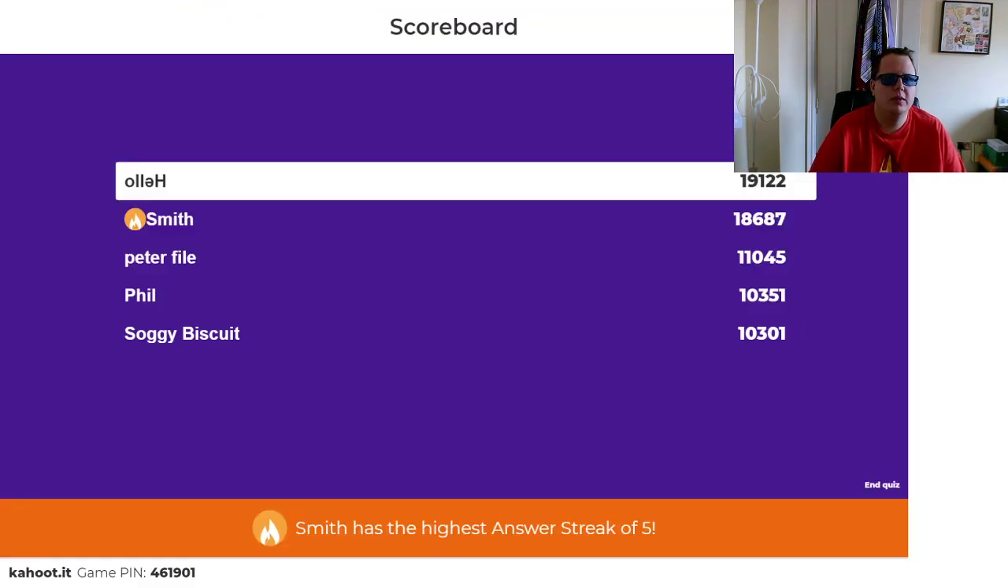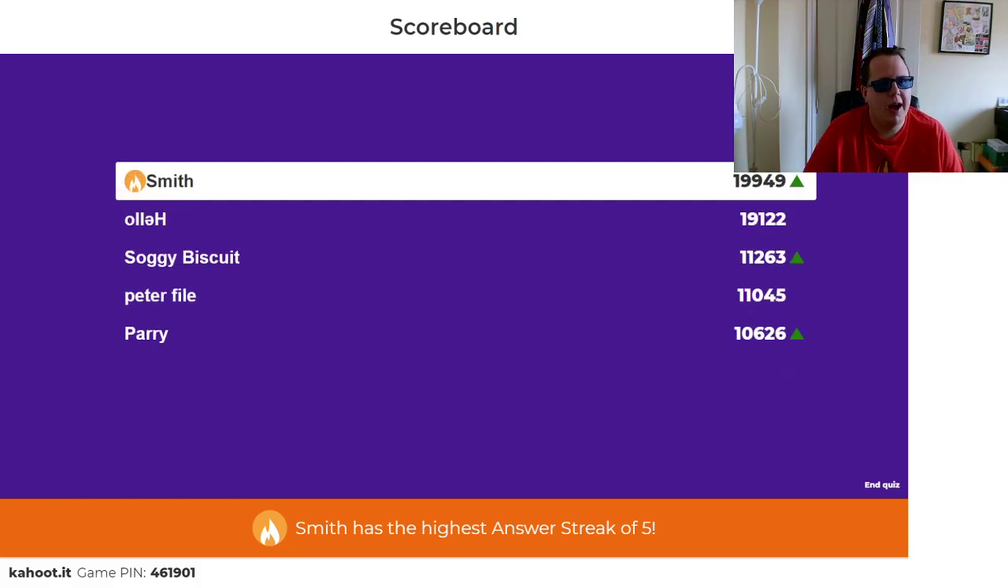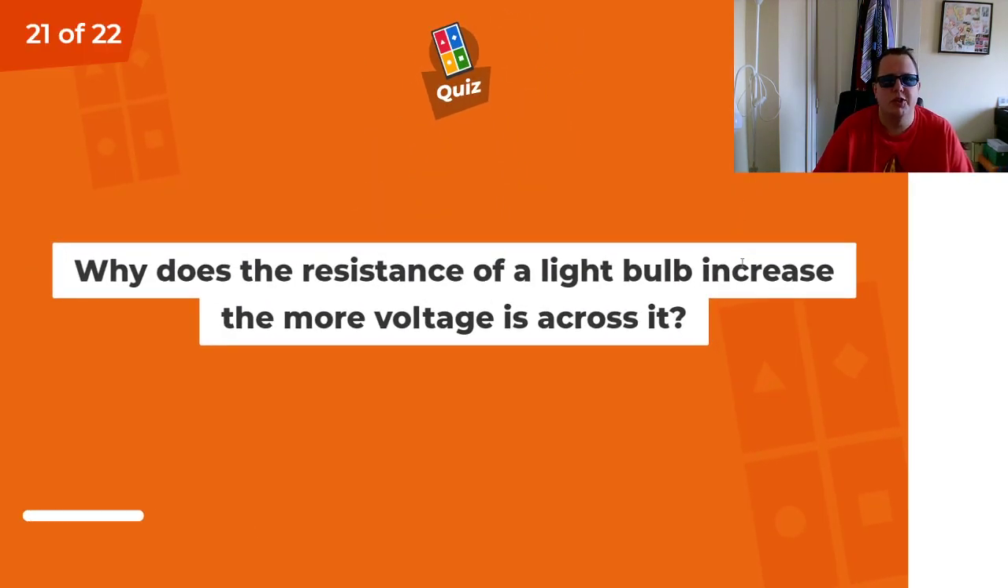Okay, so what's that done to our scores? Well done, Smith. Smith's now top of the pile. Excellent. Finally beat Hello into second place. Soggy Biscuits up into third. There's a big gap going into the last question then. Alright, so last question. It's between Smith and Hello. Oh no, we've got 2 more questions left.